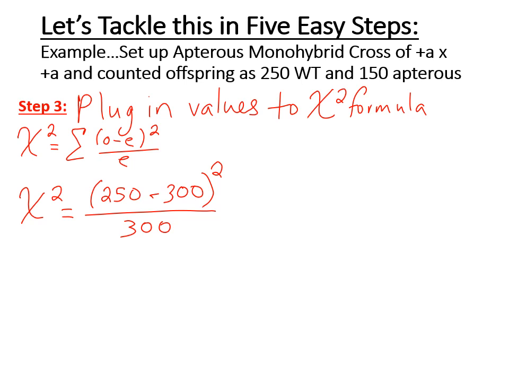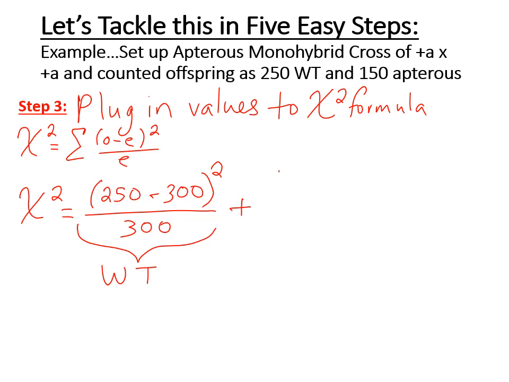Now, we said that chi-squared is epsilon, O minus E squared over E. And we said the epsilon symbol means sum, meaning addition. So this first fraction only represents the wild type flies. But in a monohybrid cross, you have two different phenotypes, right? So now you're going to add the values for Apterus.